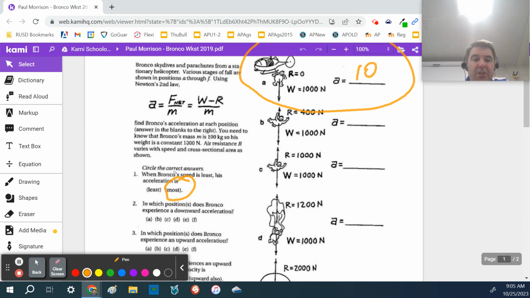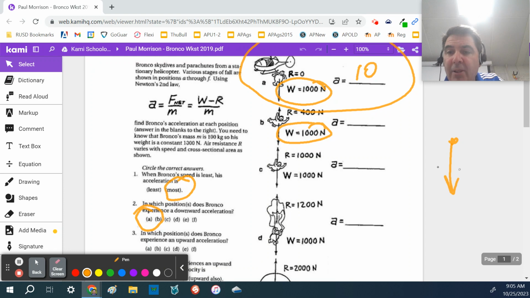Number 2, in which position does Bronco experience a downward acceleration? Anytime the number below is bigger, then he's going to experience a downward acceleration. So it's just A and B. He's going to experience a downward acceleration because balanced or unbalanced, right? Balanced or unbalanced means that he's going to accelerate down, right? But is this going to accelerate down? No, he's moving down, but he's not going to accelerate down in that case.